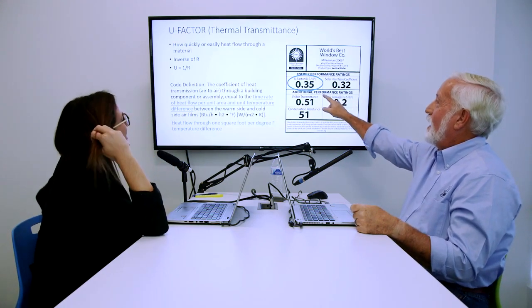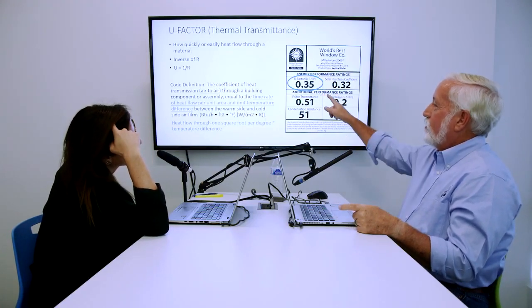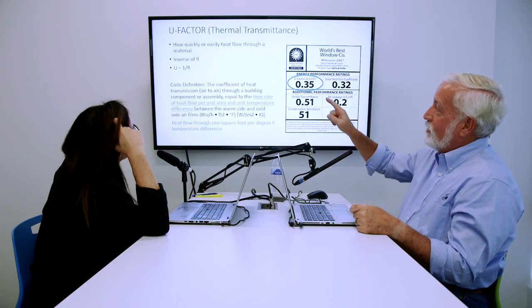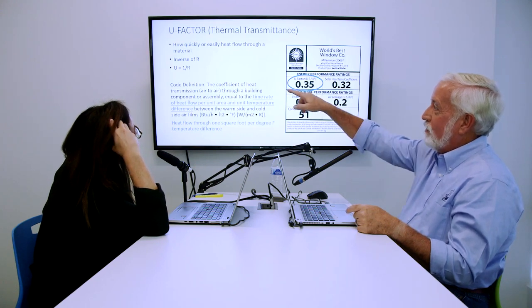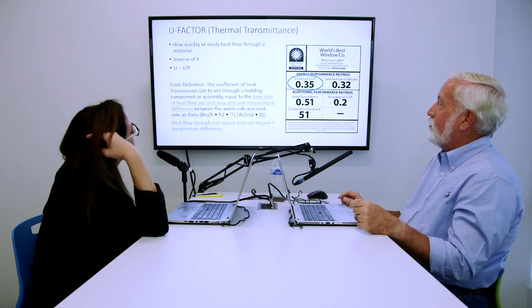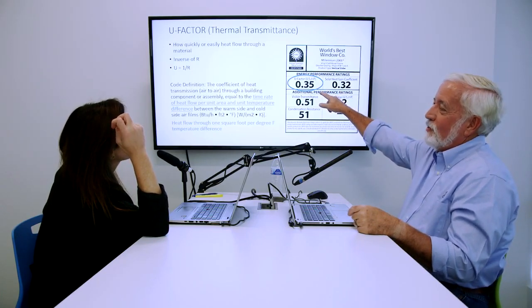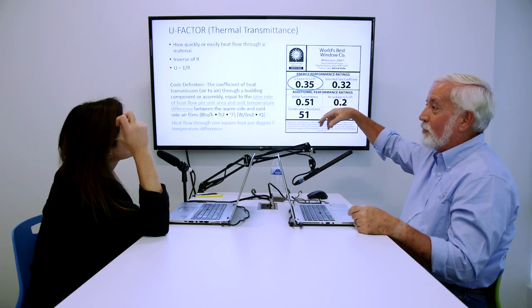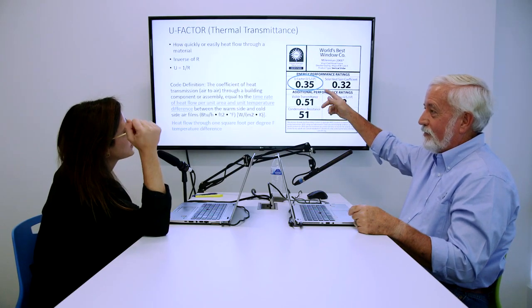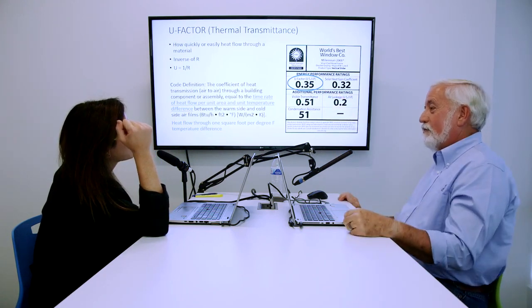If that is our U, 0.35, and we know that R equals 1 over U, the inverse, the opposite of that one, R equals 1 over U, so 1 divided by that is going to be roughly 3. 1 divided by 0.3333 would be 3. So that's not a bad window, but it's only R3.